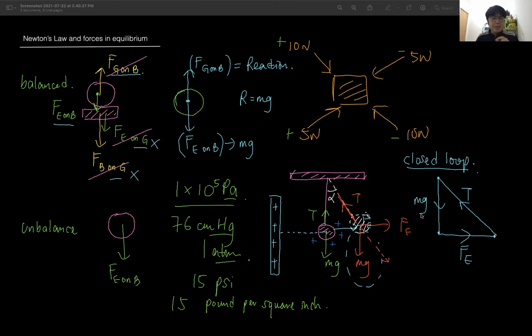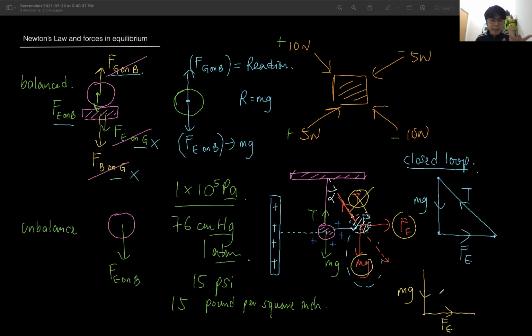In some cases, you will not get a closed loop. In that case, it is not an equilibrium system. For example, let's say there's no T, only two forces, mg and Fe. How do I draw the vector diagram? I have two vectors, right? Pick up mg, place mg. Pick the Fe, place Fe.